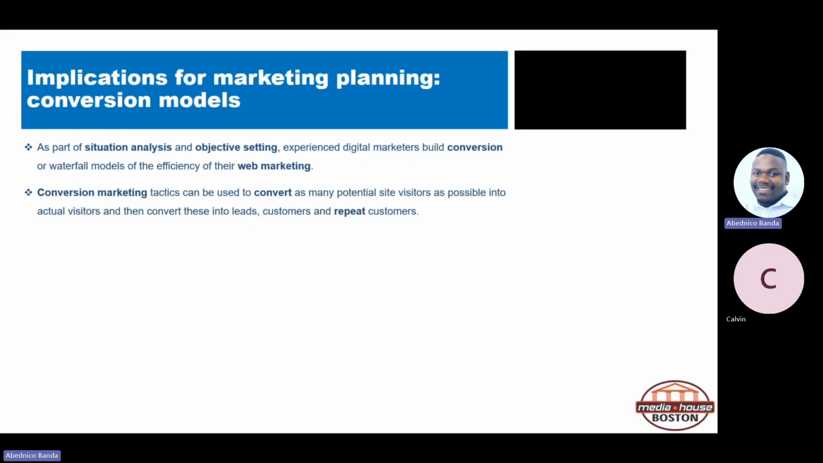As part of situation analysis and objective setting, experienced digital marketers build conversion or waterfall models of the efficiency of their web marketing. Therefore, conversion tactics, marketing tactics can be used to convert as many potential site visitors as possible into actual visitors and then convert these into leads and repeat customers.